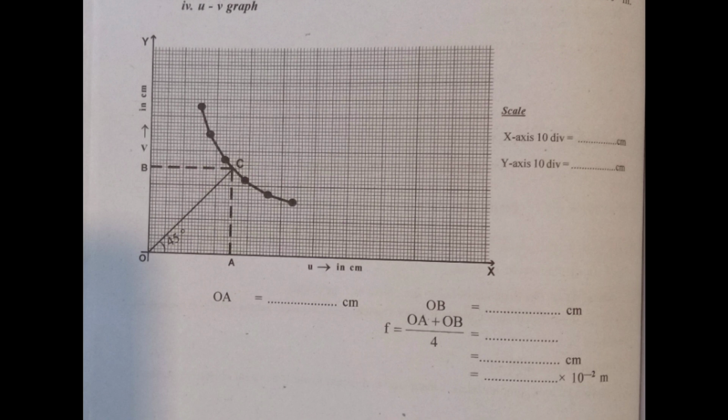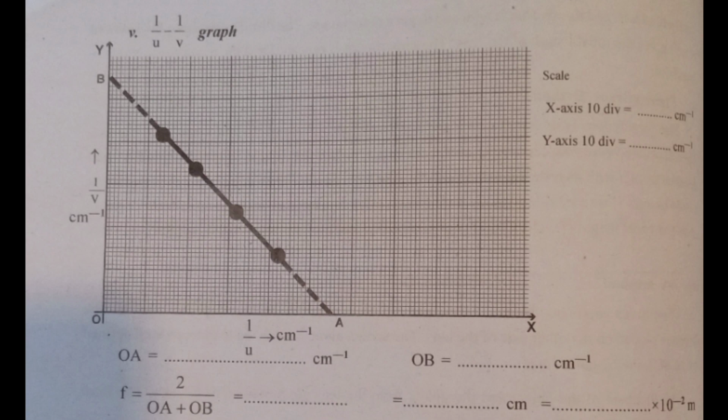And from this we will make that 45 degree line. It should be exactly at 45 degree, and OA and OB we will measure. Then we can find the focal length by using the equation f is equal to (OA plus OB) by 4. That means at the exact center we have to draw this OC. Then that into 10 raised to minus 2 meters will be the focal length.